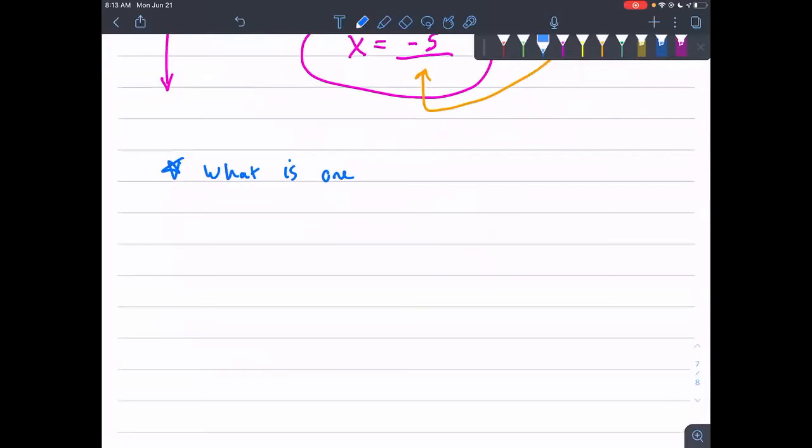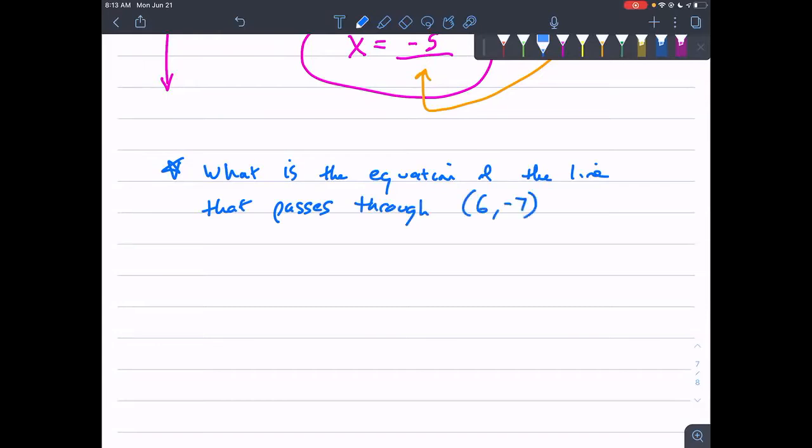Okay, so what is the equation of the line that passes through (6, -7) and has a slope of 0? Or I think they'll just write the number. A slope of 0.